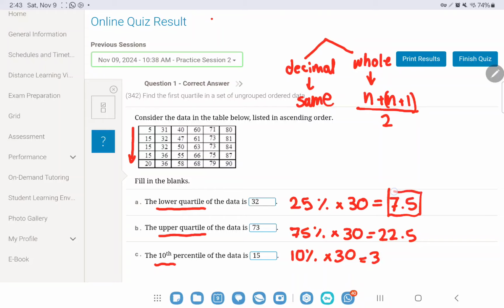Let me show you what I mean. So here we have 7.5, right? So we're going to count 1, 2, 3, 4, 5. By the way, if it's a decimal, you round it to the next closest thing. So 5, 6, 7, 8. And you just take whatever value is there, which is 32.